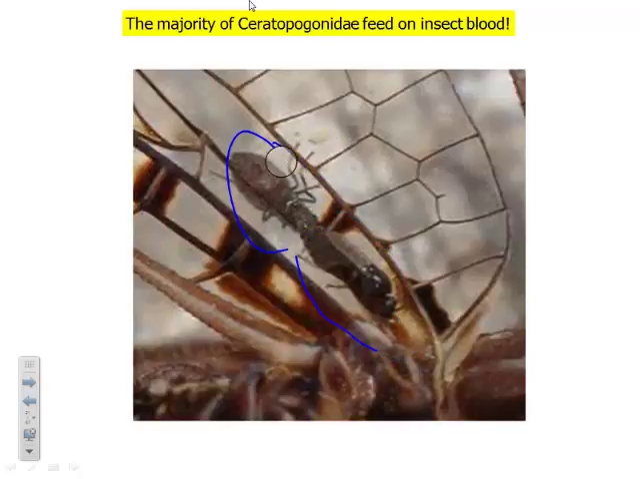And they might even transmit diseases to them. I've read several papers where people catch these ceratopogonids feeding on an arthropod, and within 24 hours or 48 hours, the arthropod dies. Now they clearly fill up with blood, but they're not filling up with that much insect blood, so they're not exsanguinating their host. They're doing something.